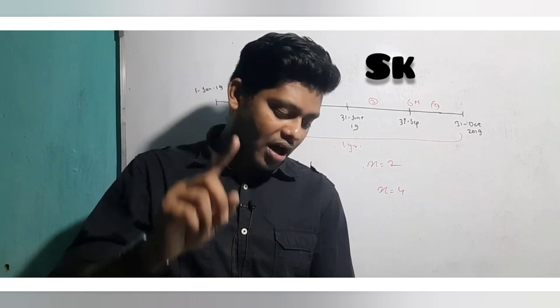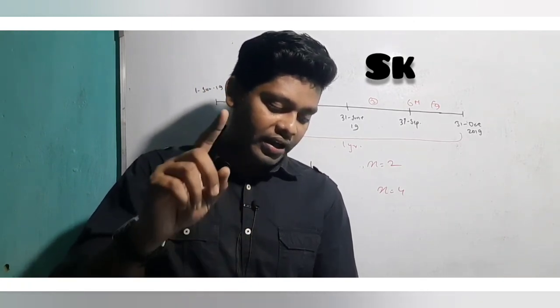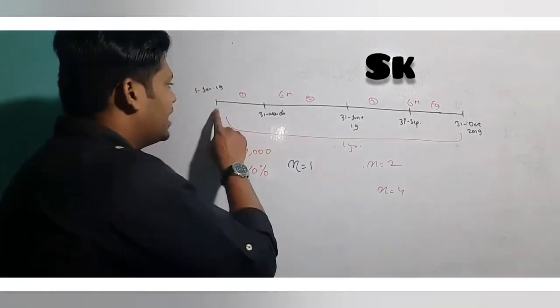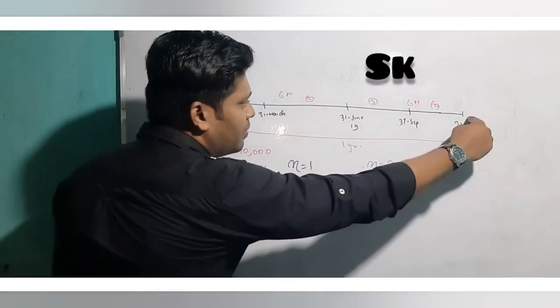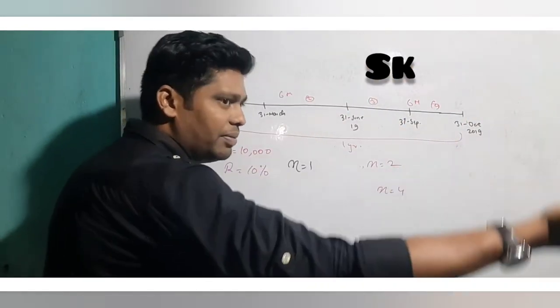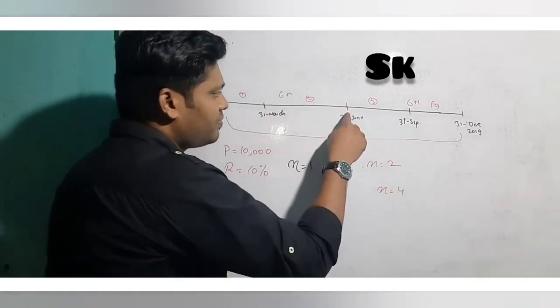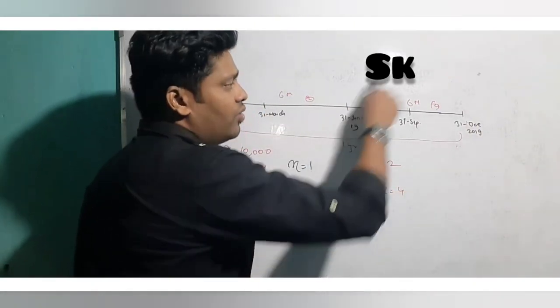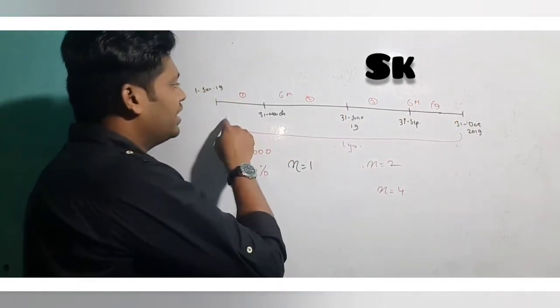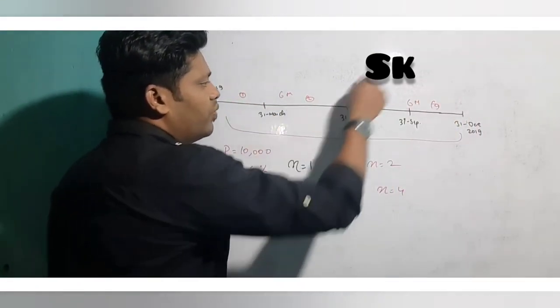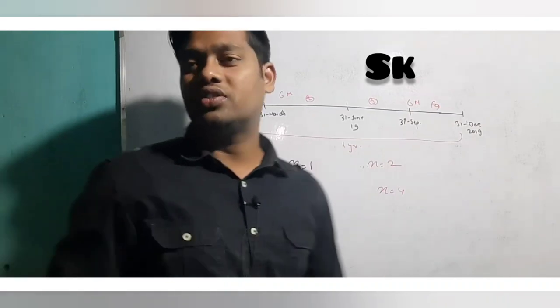The time after one interest period. In the annual case, how much time is left after one interest period? None, so that's one. In 6 months, is any time left after one interest period? One more interest period is there. In quarterly, after this, one more. So this is the conversion period.